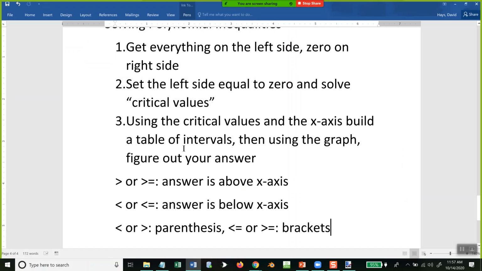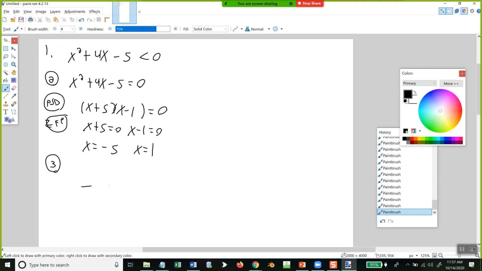Now step 3. Using the critical values and the x-axis, build a table of intervals. Well, here's my x-axis. Here's negative 5. Here's positive 1. Now those split these into intervals. That's what the critical values do. Clear over here is negative infinity. Clear over here is positive infinity. So my first interval is from negative infinity to negative 5. My next one's from negative 5 to 1. And this last one is from 1 to positive infinity. So that's what we mean by that.